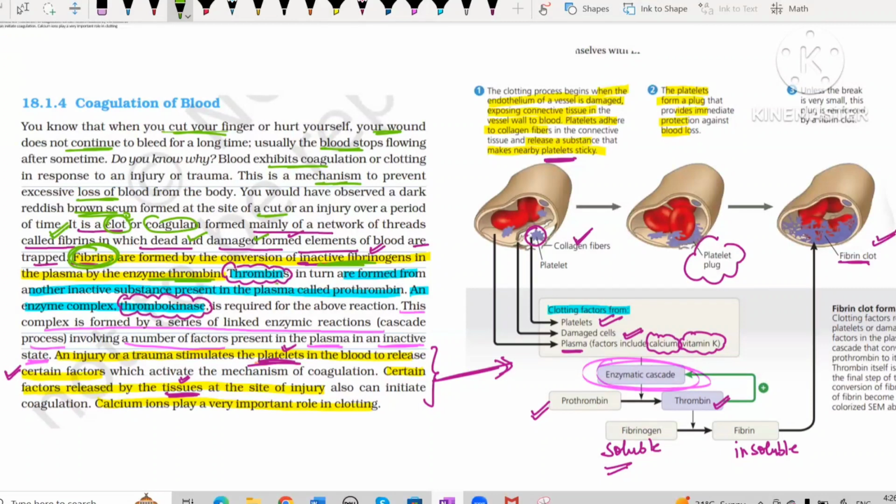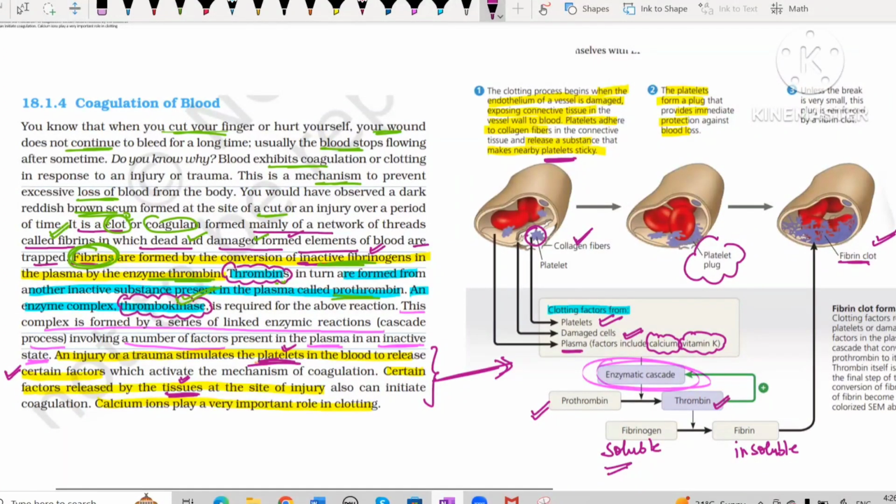Now, how is the thrombin made? Thrombin is made by the conversion of another substance known as prothrombin. The prothrombin is changing into thrombin. Thrombin is converting fibrinogen into fibrin. Now, to convert prothrombin into thrombin, you want an enzyme, thrombokinase.